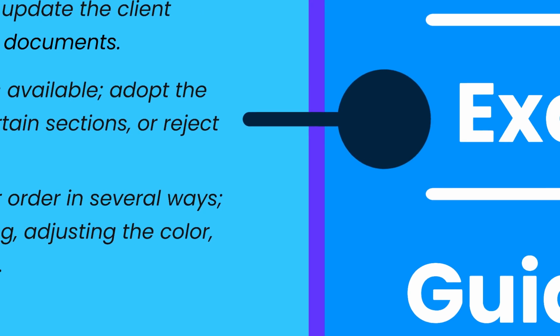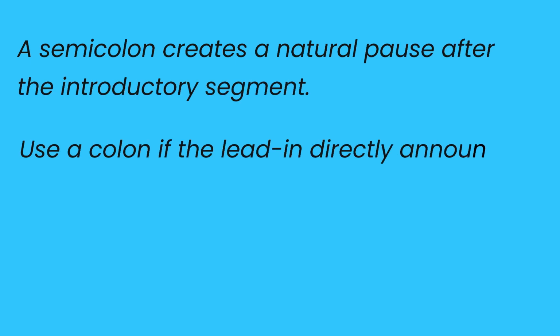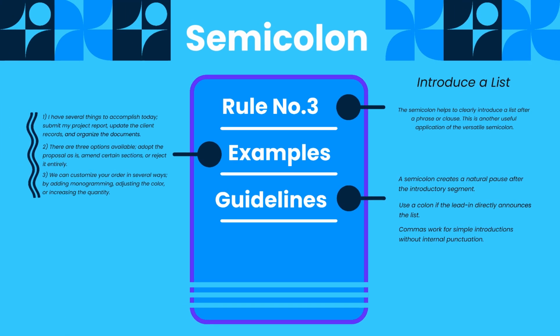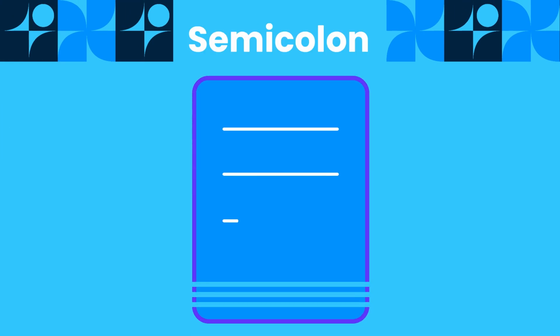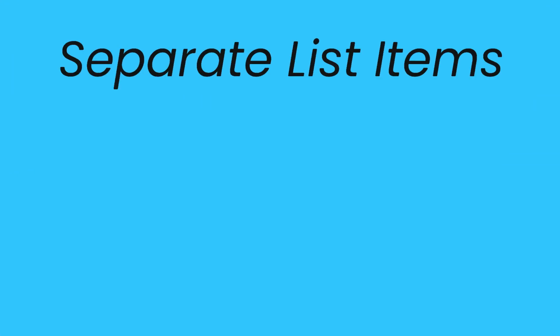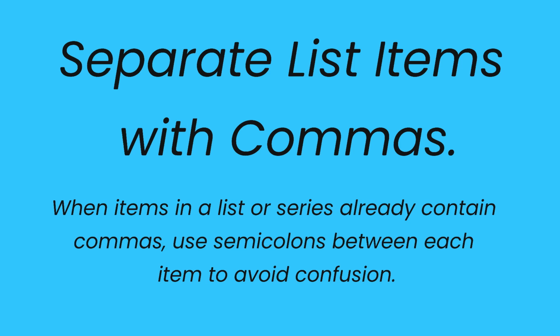Guidelines. A semicolon creates a natural pause after the introductory segment. Use a colon if the lead-in directly announces the list. Commas work for simple introductions without internal punctuation. Rule number 4, separate list items with commas. When items in a list or series already contain commas, use semicolons between each item to avoid confusion.